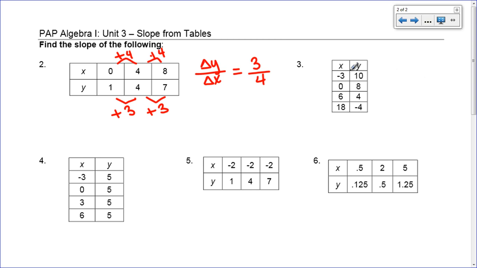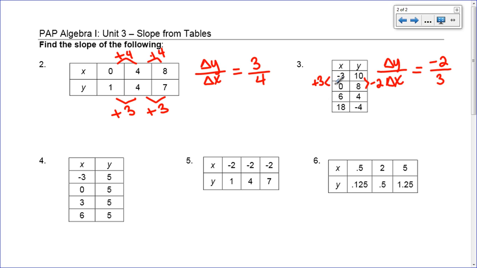So let's try the next one. We're going to do our change in y over our change in x. So right here, my y changes from 10 to 8, which is a change of -2 because the numbers are getting smaller. So I'm going to do -2 over. Now my change from -3 to 0, however, happens to be +3, so it becomes 3. So my slope right here is -2/3.